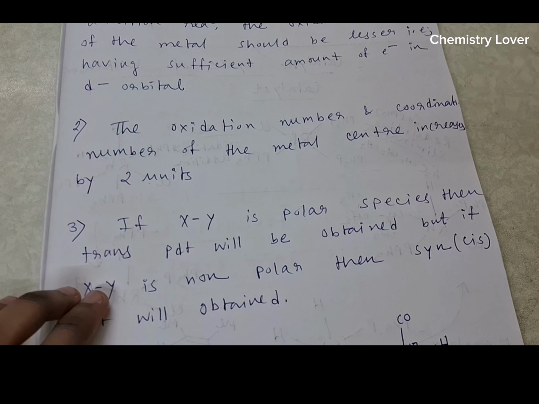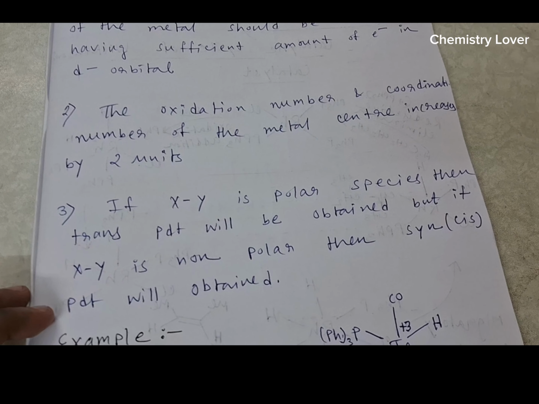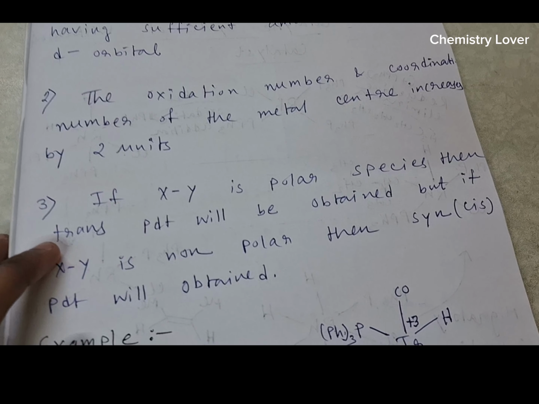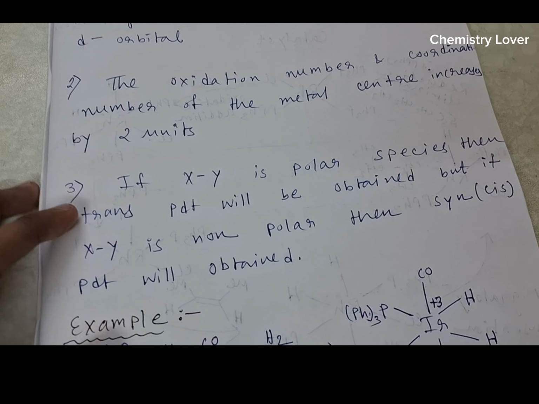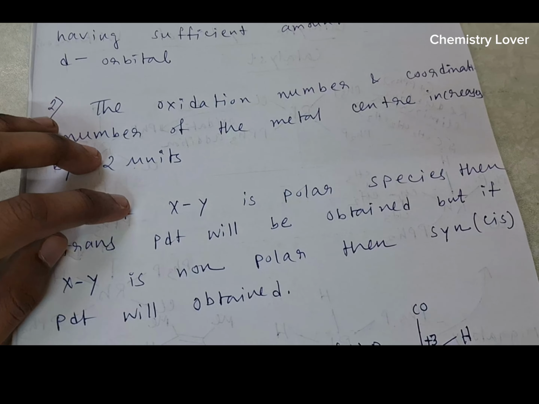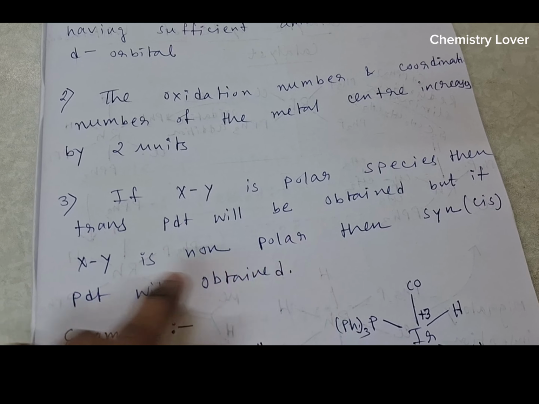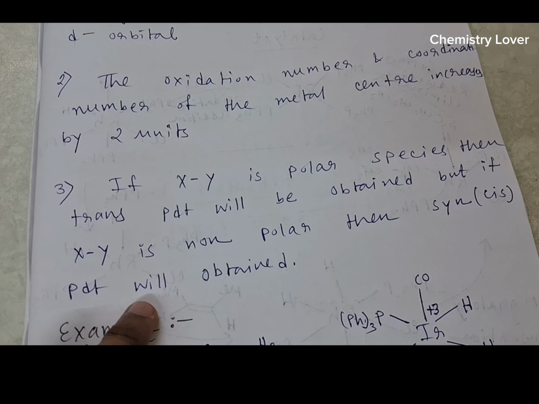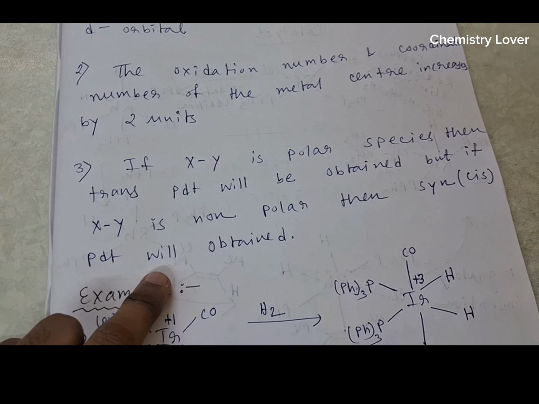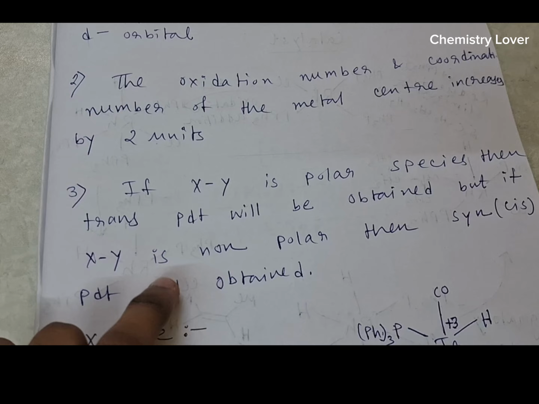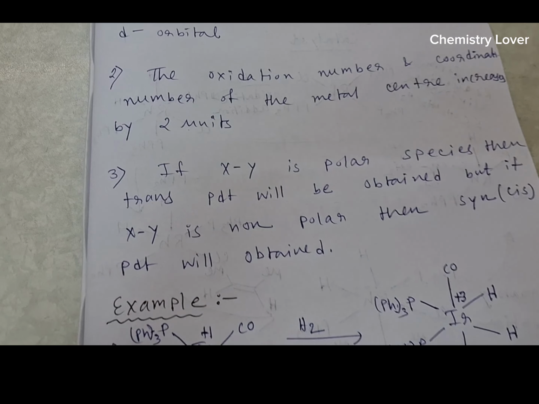And here XY is any kind of molecule, whether it is polar, whether it is non-polar, any kind of molecule you can use in this case. If it is a polar species, then the trans product will be obtained as a major product, and if XY is non-polar, then the cis product will be obtained as the major product. This point I will explain to you later, right?